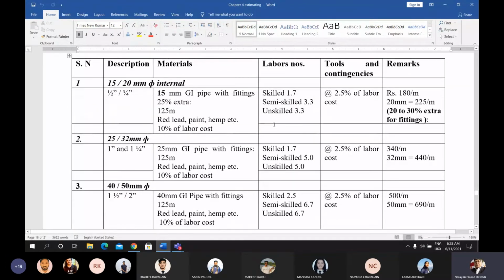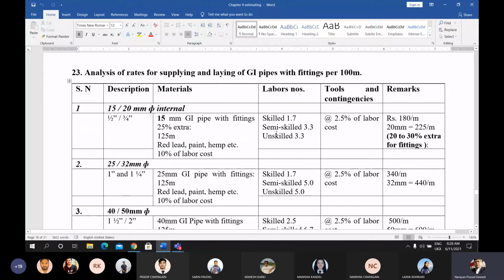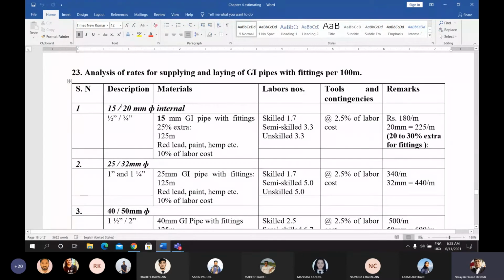The diameter may be different. You may be asked with a different diameter, or the diameter may not be specified in the exam. At that time, you can take any diameter of pipe and do the rate analysis. For the 15 and 20 diameter pipe, the rate analysis is the same, because for fitting 15 and 20 diameter pipe, the skilled, semi-skilled, and unskilled labor are the same. That's why 15 and 20 diameter pipes are considered under the same heading.